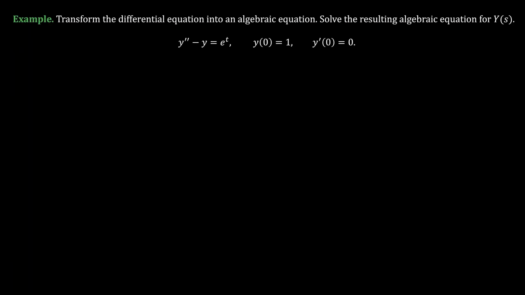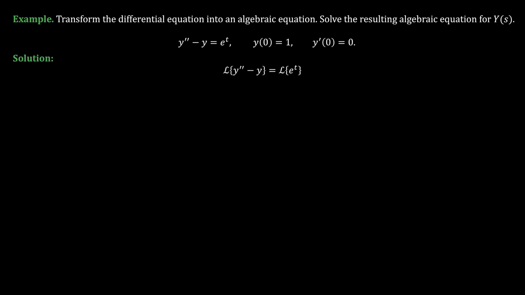All right, let's try out our first problem in this lesson. What we're going to be doing is applying the Laplace transform to an initial value problem, and then after we get the resulting algebraic equation, we'll solve for capital Y of s. So our initial value problem is y double prime minus y equals e to the t. And the initial conditions are y of 0 equals 1 and y prime of 0 equals 0.